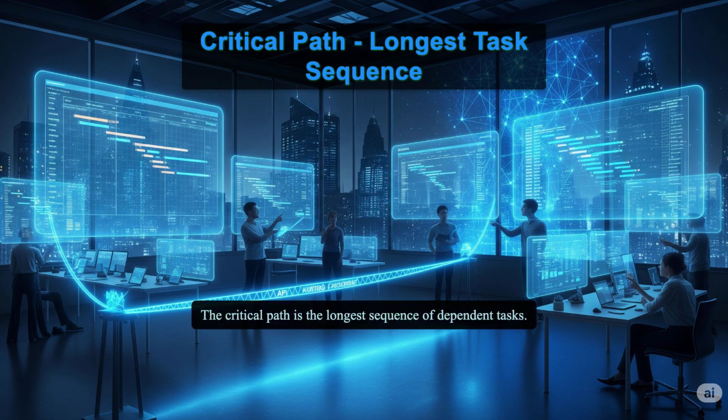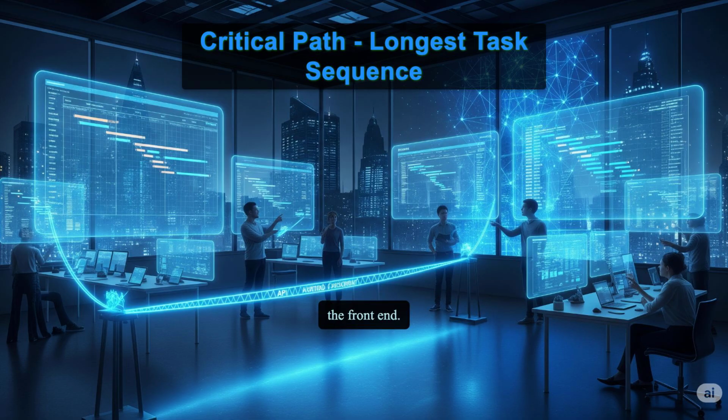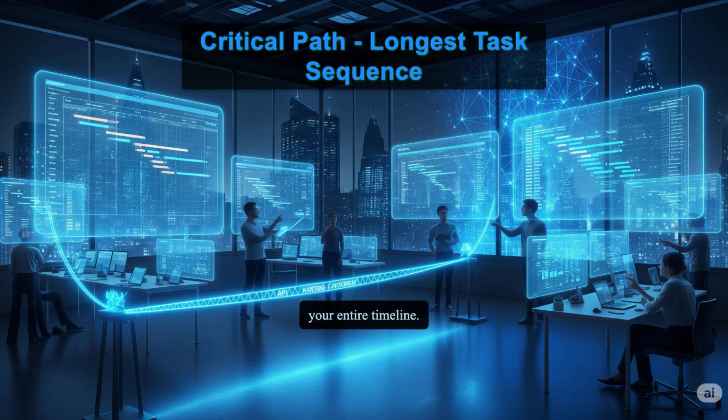The critical path is the longest sequence of dependent tasks determining your project's minimum completion time. For a coding project, it might be designing the database, building APIs, and integrating the front end. Visualize a tightrope you must walk without delay. As a full-stack dev, identify the critical path using tools like Gantt charts, focus resources there to avoid delays, and monitor it closely, as any slip-up could push back your entire timeline.